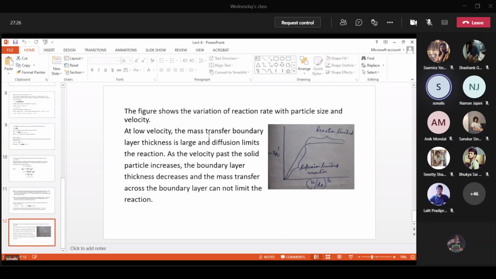At the beginning, when velocity was small, the mass transfer boundary layer is thicker. And if the velocity increases, the boundary layer thickness will decrease. In that case, what will happen? This mass transfer becomes rapid. Mass transfer becomes more than the rate of the reaction, and then the rate of the reaction is the controlling step.